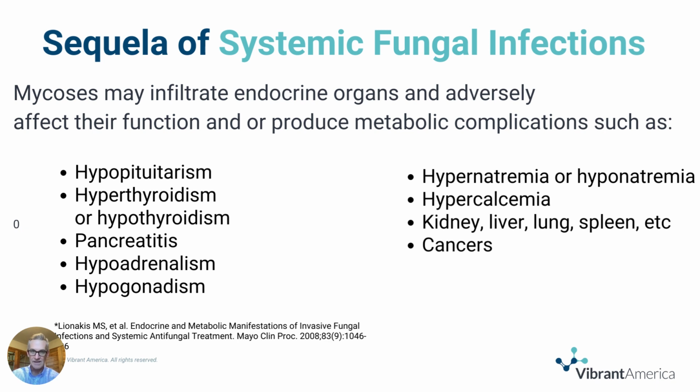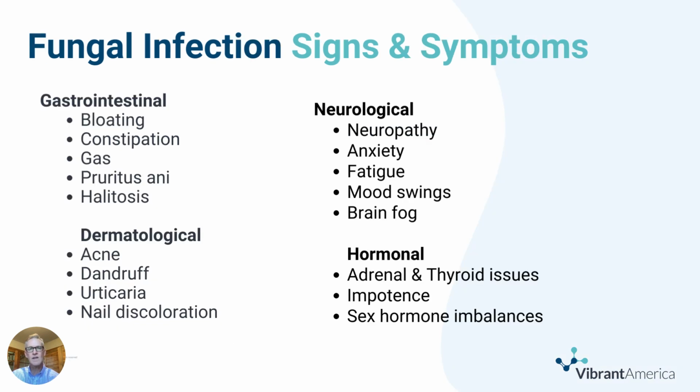Just really any organ of the body can be affected by these, and it's not like it's just one solitary organ. Clearly, if somebody is infected with a serious fungal illness, it's going to affect more than one organ. And of course, even cancers can be an outcome from fungal infections. Some signs and symptoms. So fungal infections are one of the generally harder illnesses to diagnose because their symptoms are so amorphous and can be vague and widespread. Just as an example, GI illnesses with funguses can lead to bloating, constipation, gas, pruritus ani, that's anal itching, halitosis.